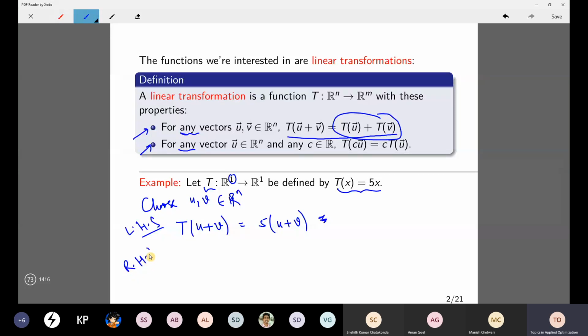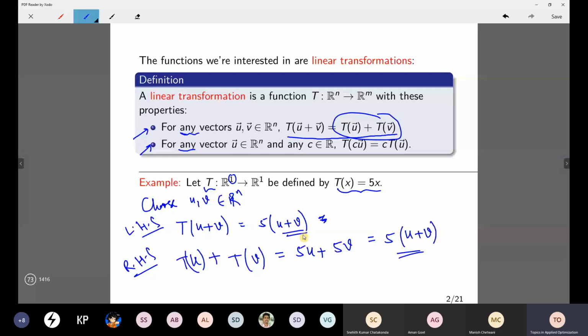Now the right hand side is T of u plus T of v. So what is this? T of u is 5 of u, plus T of v is 5 of v. But I can take 5 common, so this is 5 of u plus v. And indeed this is equal to this, LHS is equal to RHS. So this condition is satisfied.